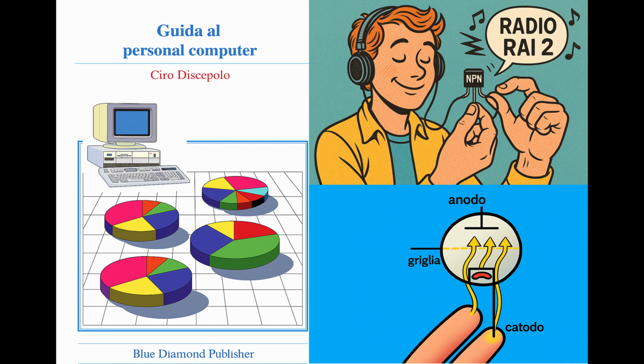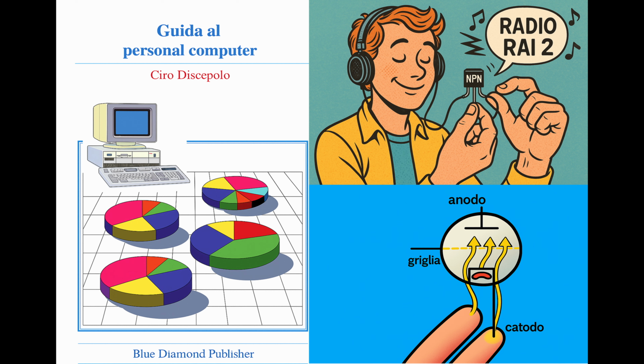Let's start with the thermionic valve, that electronic component that was used in radios and televisions over 30 years ago. These lines are taken from my book Guida al Personal Computer, Blue Diamond publisher, Milan, 1994. The valve is schematized in the figure, the rectangle colored in blue. The valve consisted of a glass casing in which a vacuum was created and inside which two thin metal surfaces were placed, one below and one above.